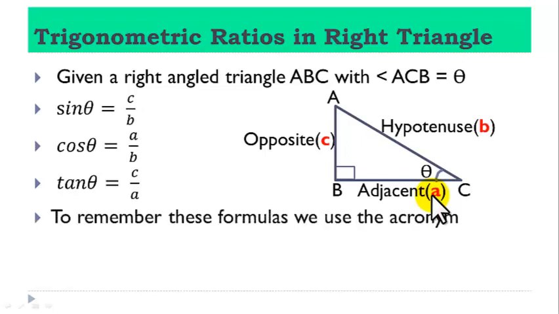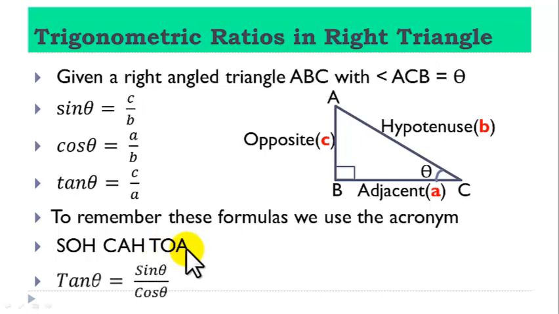To remember these formulas, we use the acronym SOHCAHTOA, meaning sine opposite over hypotenuse, cosine adjacent over hypotenuse, and tangent opposite over adjacent. We observe that tan theta is equal to sin theta all over cos theta.